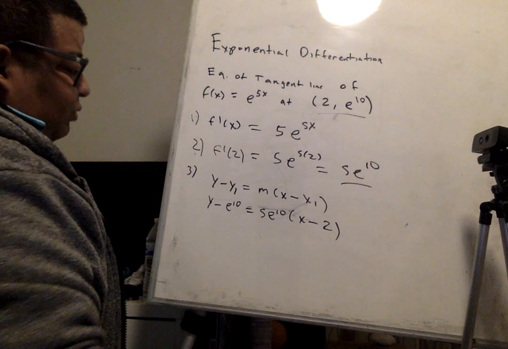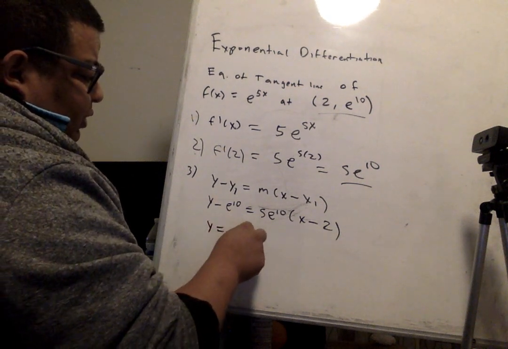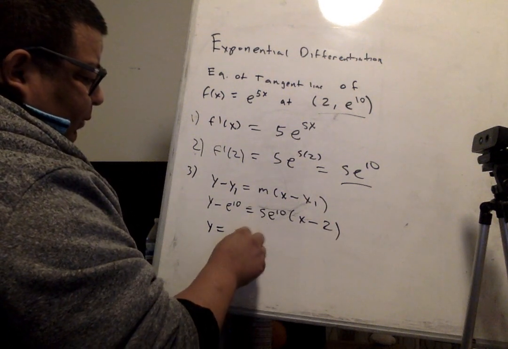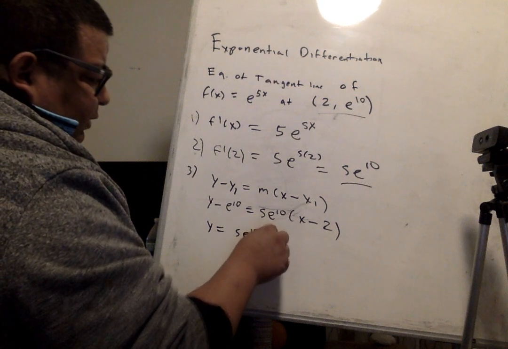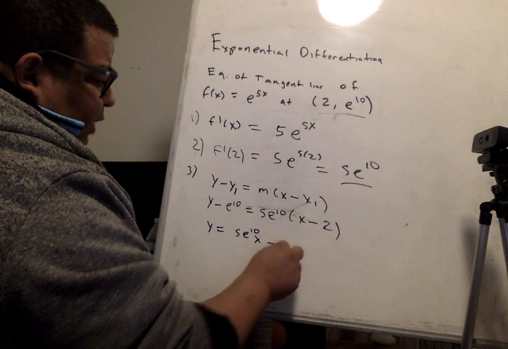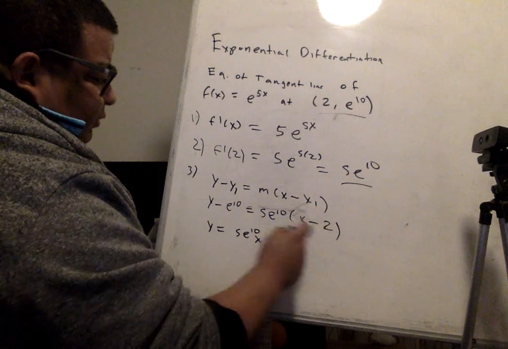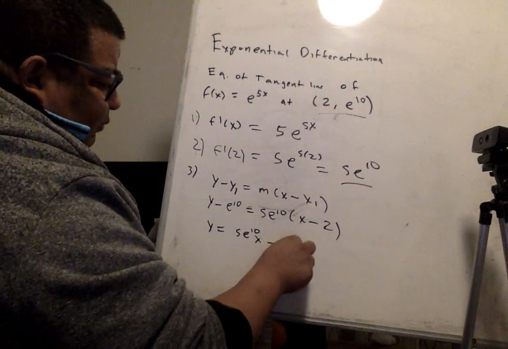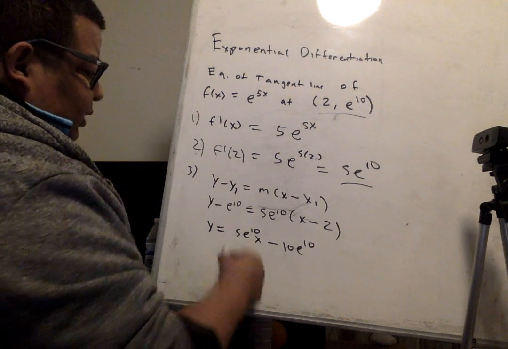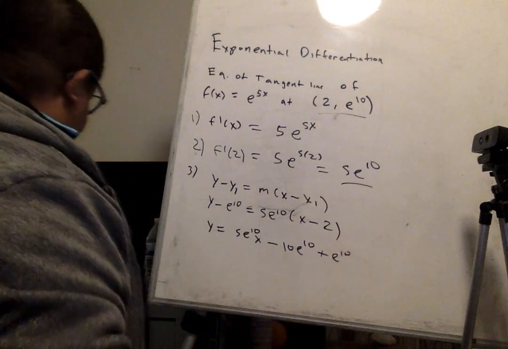Sometimes you might be asked to do that, so we transfer e to the 10 to the other side. So y is equal to, we distribute this, so that will be π e to the 10 times x minus 2 times π, that's 2π e to the 10, and then we move this to the other side, so that would be plus e to the 10.